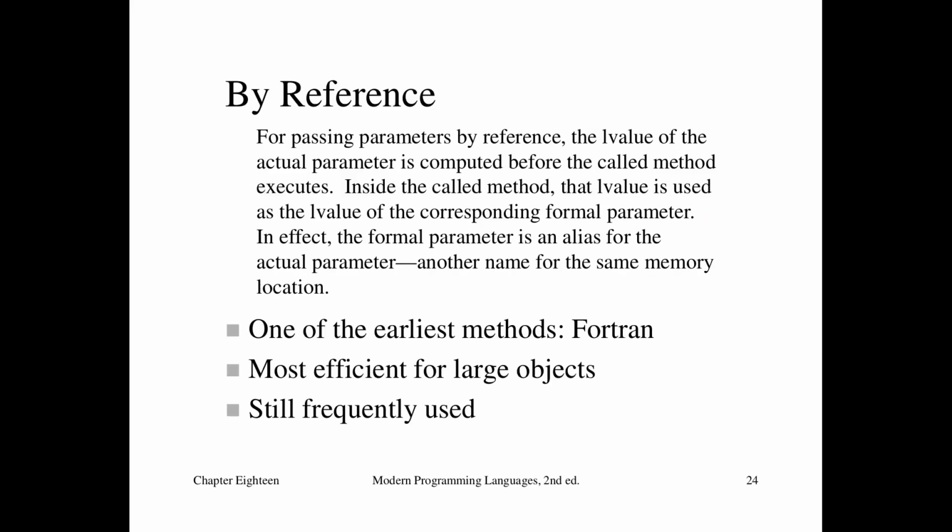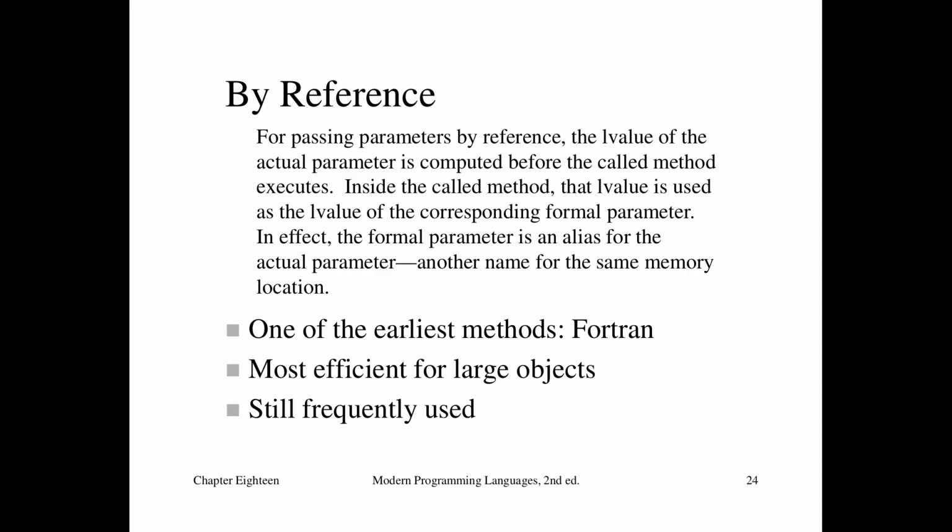By reference, on the other hand, is a little bit more interesting. So passing parameters by reference, right? We give the L value, the actual location in memory, the address. The actual parameter is computed prior to the called method executing. And then inside the called method, this L value is used as the L value for the corresponding formal parameter. So in effect, the parameter becomes an alias for the actual parameter, right?